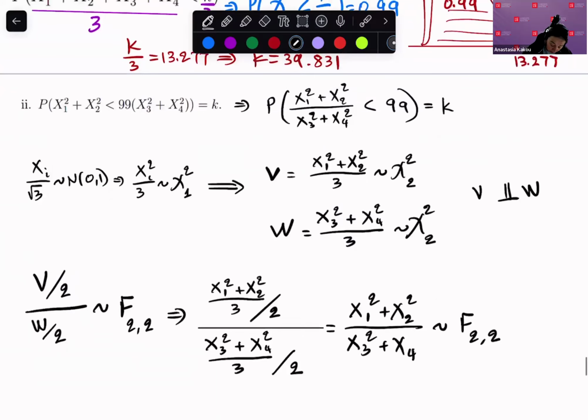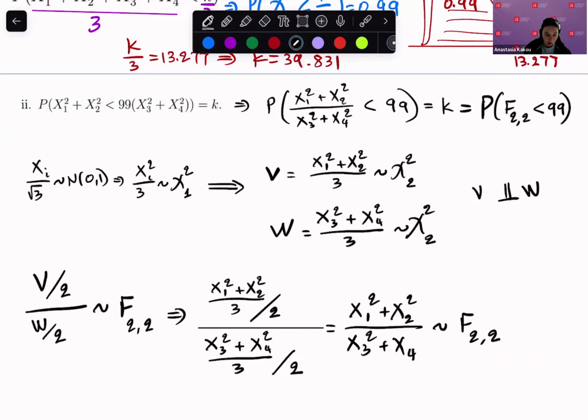And basically that top probability is just the probability of the F(2,2) being less than 99. Okay, and looking at the tables, it's easy to find it.